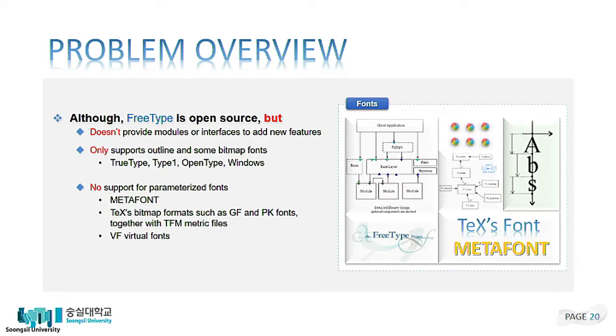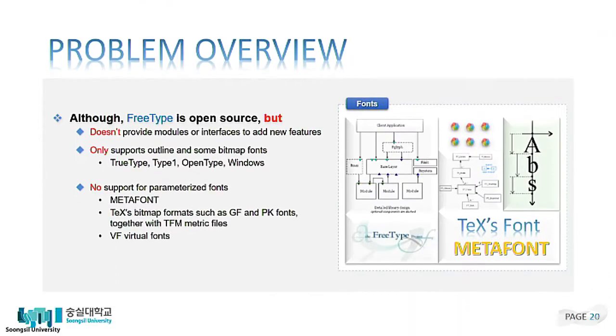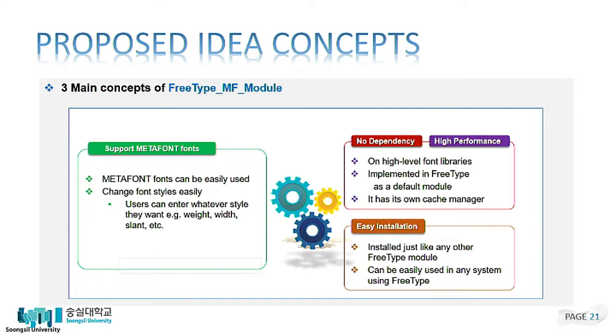So this time, I want to use Metafont directly in the Freetype engine. Although Freetype is open source, it doesn't provide modules or an interface to add new features. It only supports outline and some bitmap fonts: TrueType, Type1, OpenType, Windows, not everything. There is no support for parameterized fonts like Metafont. So we want to extend Freetype with new modules.